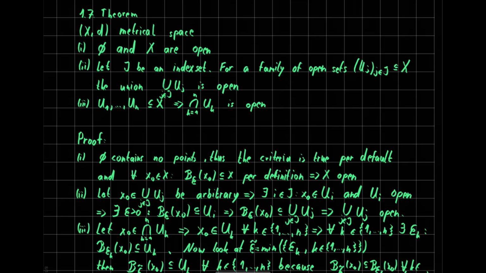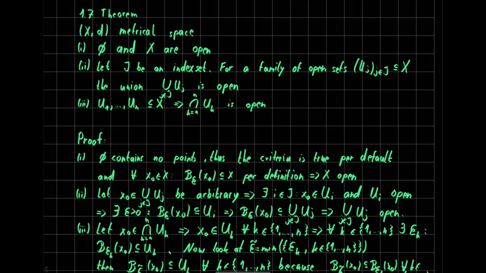The second point is where it gets a bit more interesting. Let x0 be an arbitrary element of the union of all U_j. That means there exists an i in J with x0 an element of U_i. Because U_i is open, that also means that there exists an open epsilon neighborhood around x0 that is a subset of U_i, as per definition of openness. But if this epsilon neighborhood is contained in U_i, that means it's also contained in the union of all U_j. Hence, the union of all U_j is open.